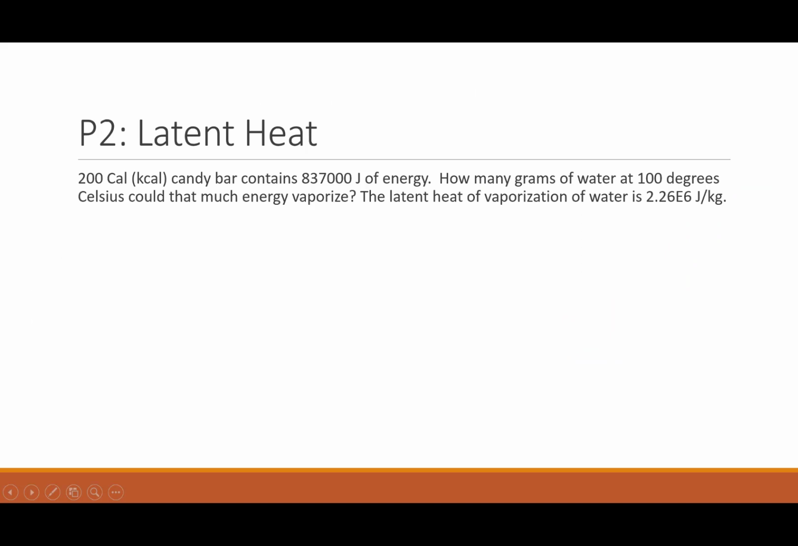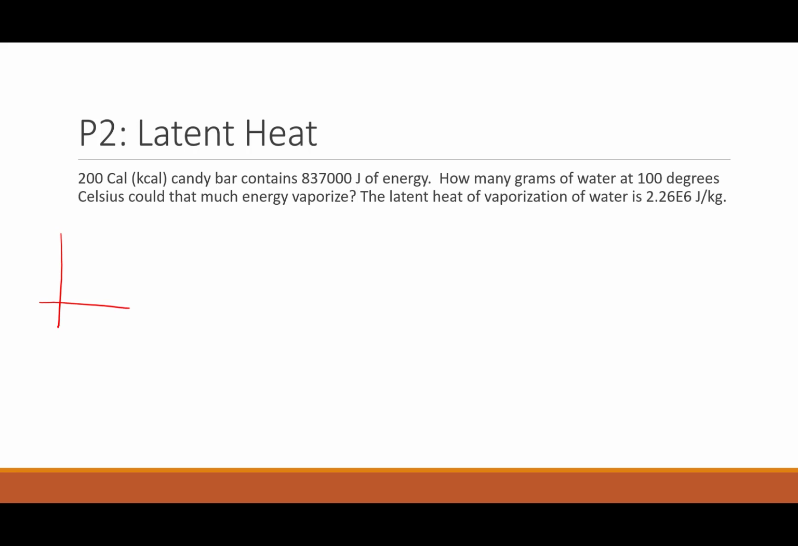Problem 2, latent heat. A 200 Calorie, capital C Calorie, which is actually kilocalories, candy bar contains 837,000 joules of energy. How many grams of water at 100 degrees Celsius could that much energy vaporize? The latent heat of vaporization of water is 2.26 times 10 to the 6 joules per kilogram.